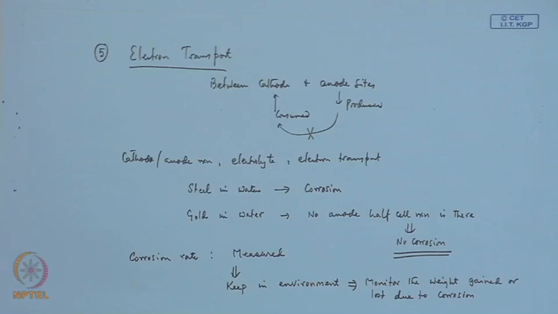That is the simplest way. You take a piece of iron, a clean piece of iron, and since you want to measure the corrosion rate, you keep it in the atmosphere and measure the weight. That will give you the rate of corrosion, that is, change of weight with time. And since it is a slow process, you have to observe for a long time.